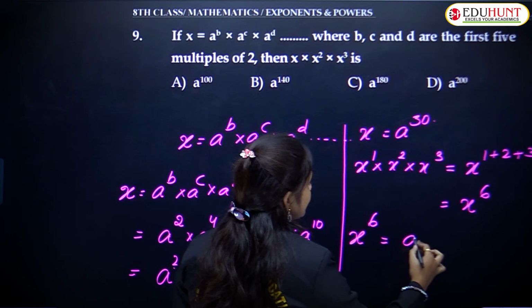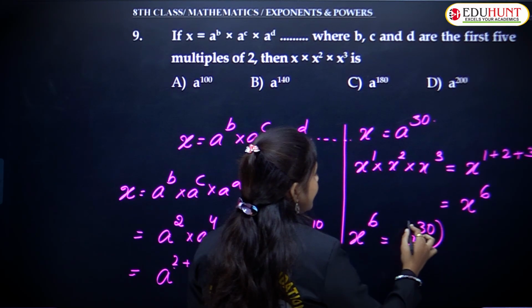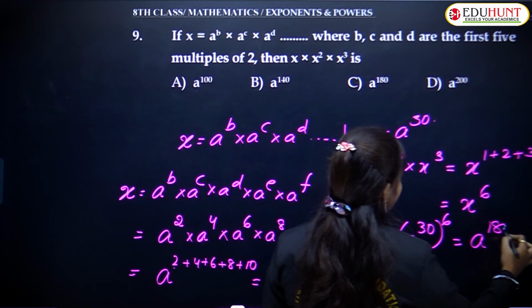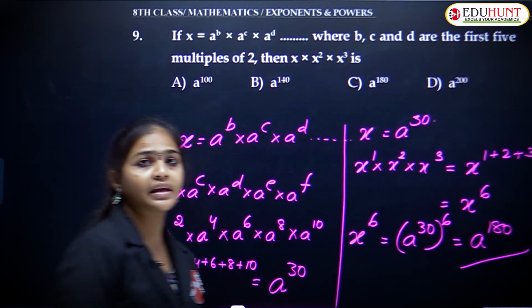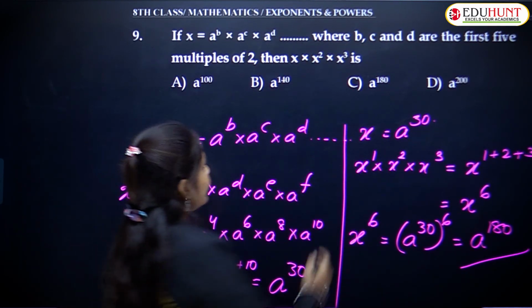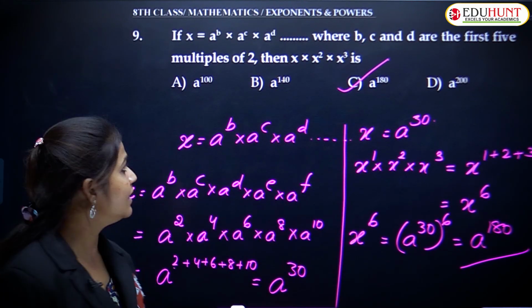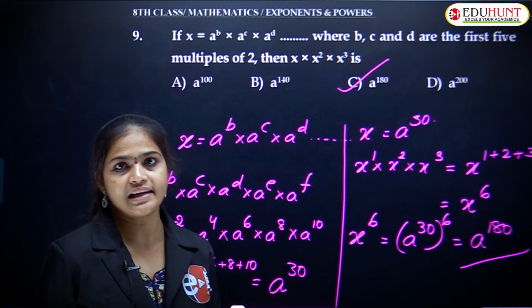So x power 6 is equal to a power 30 whole power 6. So a power 6 3s are 18. So a power 180. So here option C is true. Understand, children? So a power 180 is the correct answer.